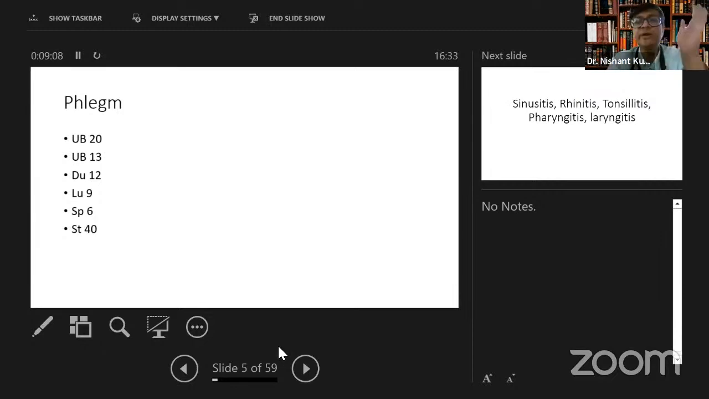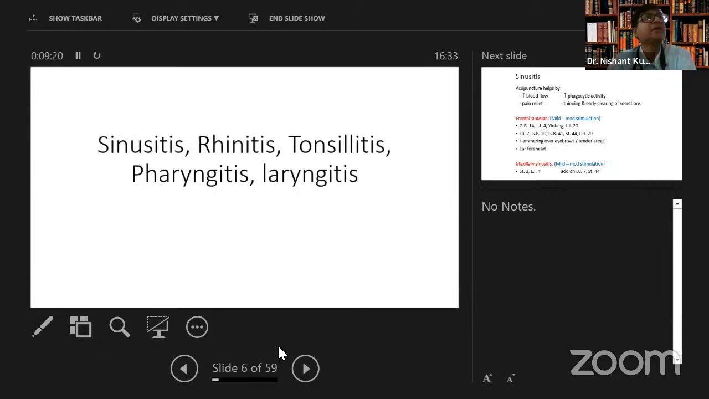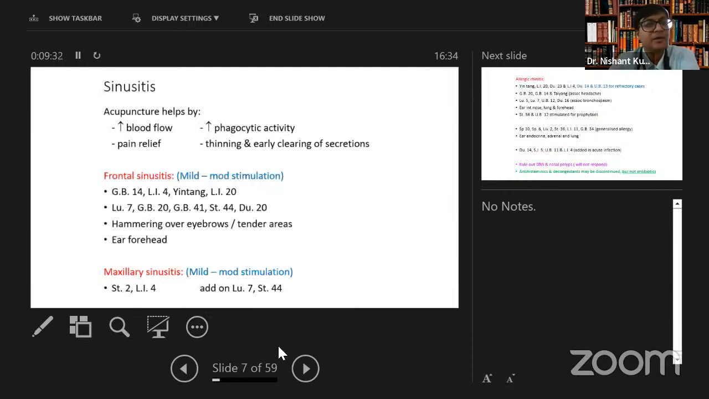So the choice of the points will depend on the primary pathology and the group that you're choosing, or where the patient is more comfortable. Okay, so this is about asthma. Now the group of, again, allergic disorders: sinusitis, rhinitis, tonsillitis, pharyngitis, and laryngitis. So these are all ENT related diseases.